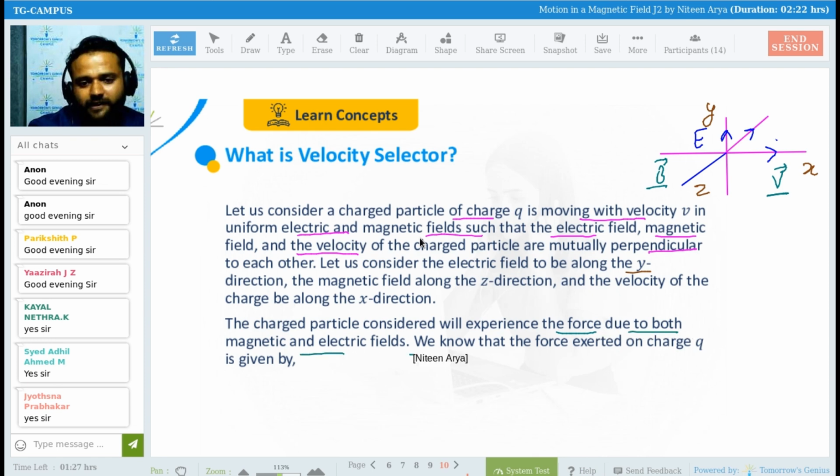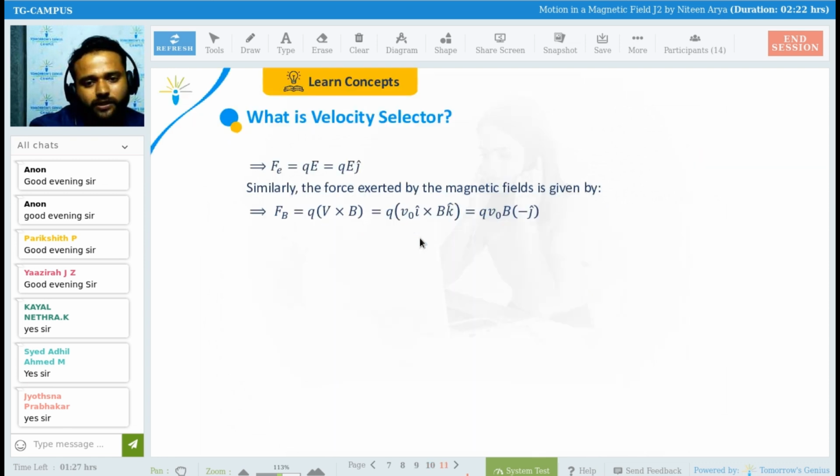We know that the force exerted on charge Q by the electric field is Fe equals QE in the J direction, because the field is in the J direction. Similarly, the force exerted by the magnetic field is, now this is very clear, because the velocity is in the x direction and the field is in the z direction.